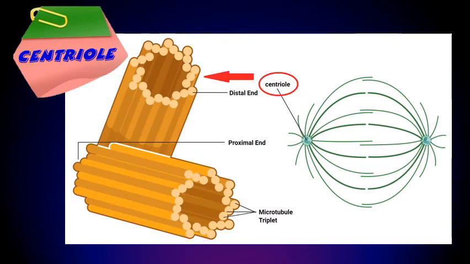Next organelle is centriole. Centrioles are hollow cylinders in 9+0 arrangement of microtubules. They are present in pairs and they are held together at right angles to each other, which means 90 degrees. The function of centriole is they help in organizing assembly of microtubules during the cell division.